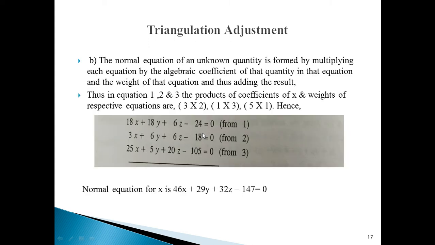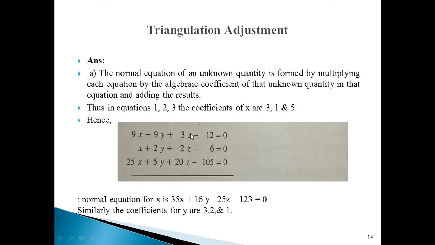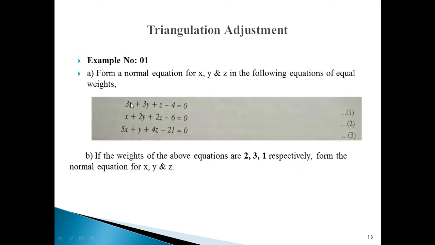So what will happen in the second part? The normal equation of an unknown quantity is formed by multiplying each equation by the algebraic coefficient of that quantity in that equation and the weight of that equation. So in this case we need to consider the algebraic coefficient as well as the weight. The algebraic coefficient in the first equation for x is 3, so multiply it by the weight of that equation: 3 into 2, 1 into 2, 5 into 2.